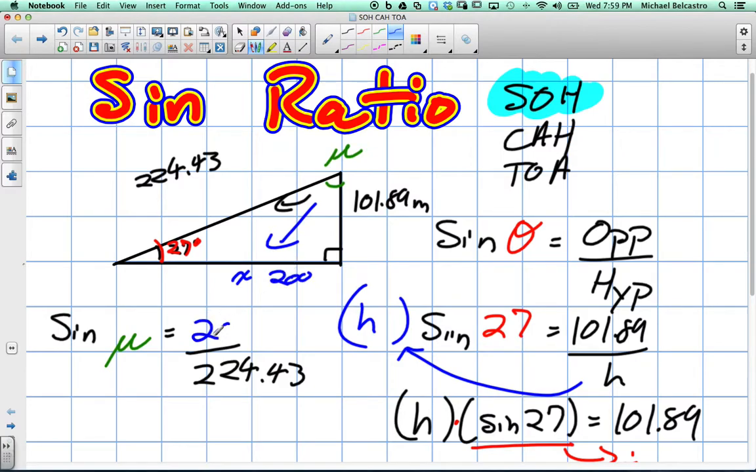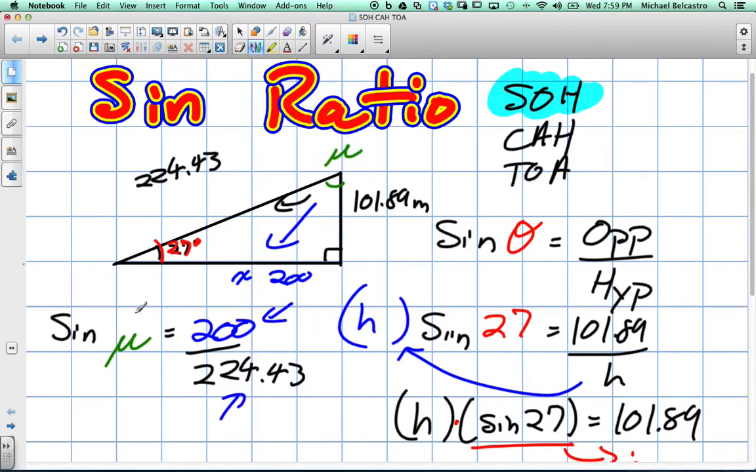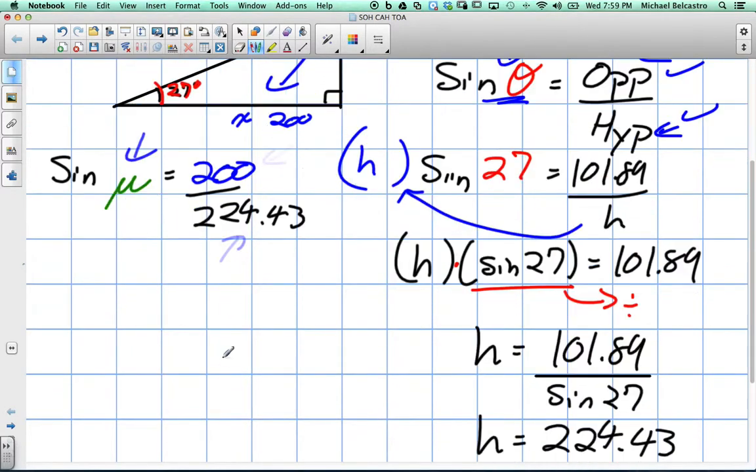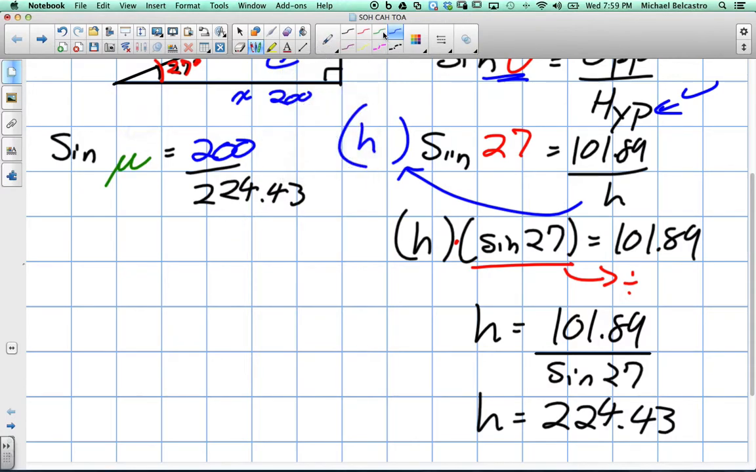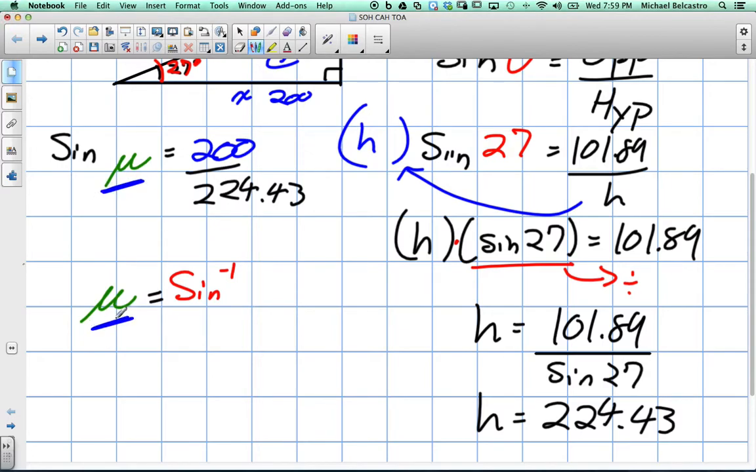We plug that in because you need 2 out of the 3 variables: theta, opposite, and hypotenuse. If you have 2 of them, you can solve for the third. Now that we have that, how do we bring sine to the other side? What does it become when we move it over? Sine inverse. The reason we do that is we're isolating for the angle, mu.